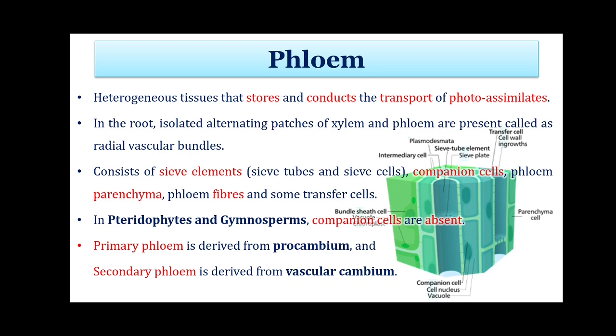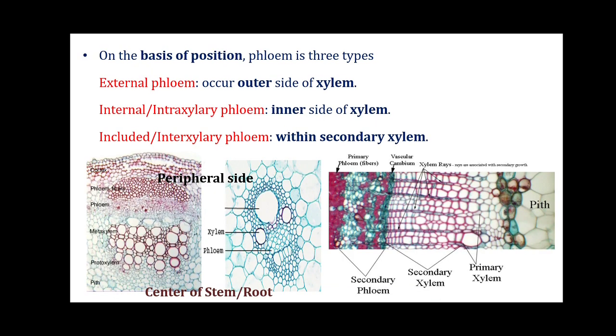In pteridophyte and gymnosperm, companion cells are absent. Now when we talk about the xylem, in pteridophyte and gymnosperm, vessels are absent. Vessel is only present in two genera, Gnetum and Ephedra. And in case of phloem, companion cell is absent. Now primary phloem is derived from procambium and secondary phloem is derived from vascular cambium. We have already seen these two.